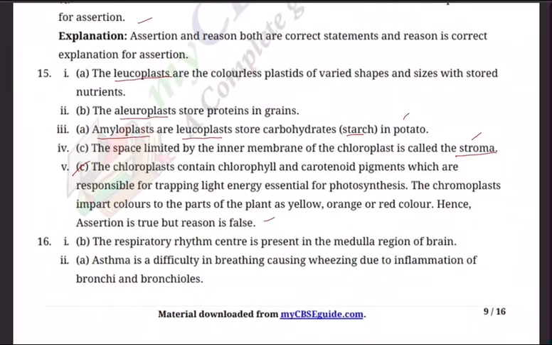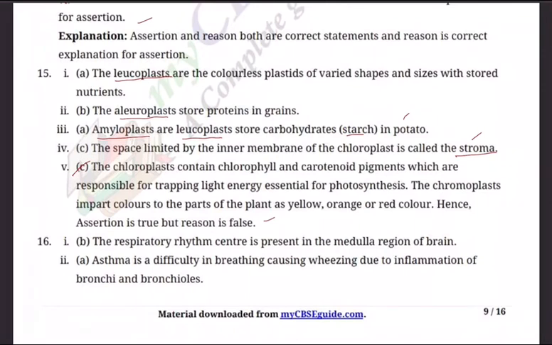Now question number 16, again a case study. It is about a paragraph. Human beings have a significant ability to maintain and moderate the respiratory rhythm to suit the demands of the body tissues. This is done by the neural system. A specialized center present in the medulla region of the brain is called the respiratory rhythm center. It is primarily responsible for this regulation.